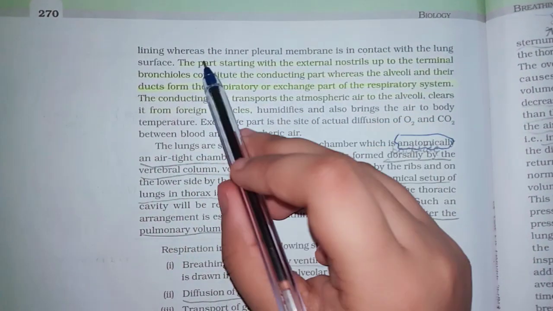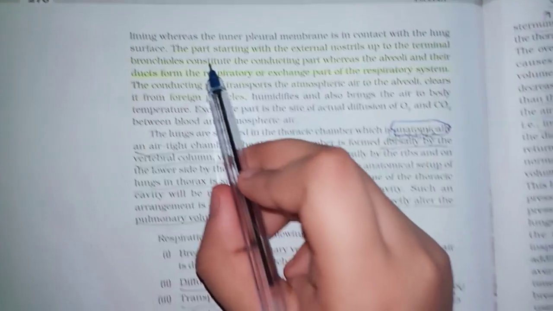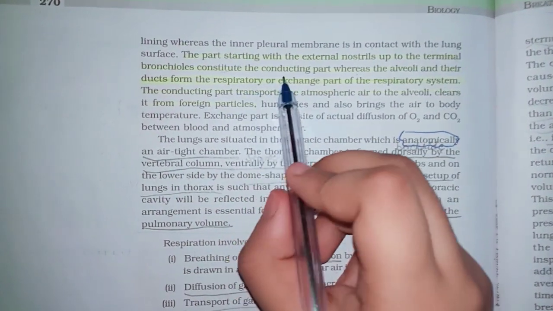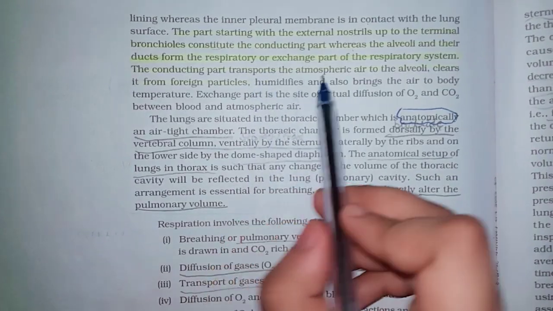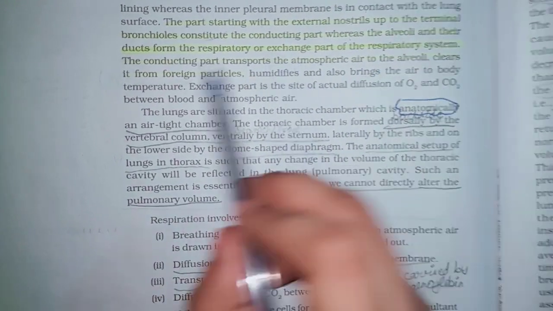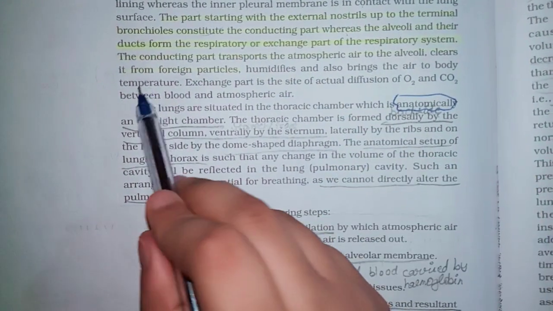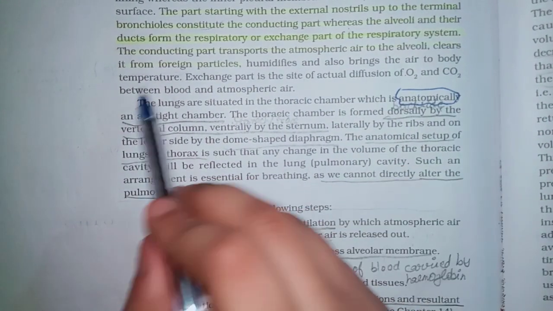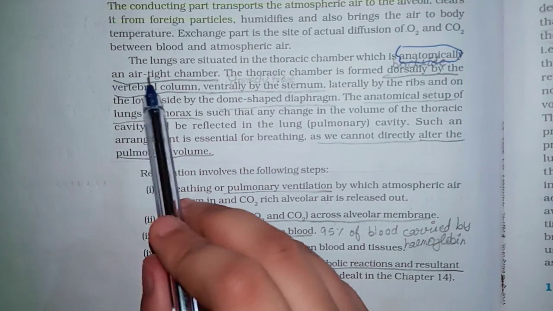The part starting with the external nostrils up to the terminal bronchioles constitutes the conducting part, whereas the alveoli and their ducts form the respiratory or exchange part of the respiratory system. The conducting part transports the atmospheric air to the alveoli, clears it from foreign particles, humidifies and also brings the air to body temperature. Exchange part is the site of actual diffusion of oxygen and carbon dioxide between blood and atmospheric air. The lungs are situated in a thoracic chamber which is anatomically an airtight chamber.